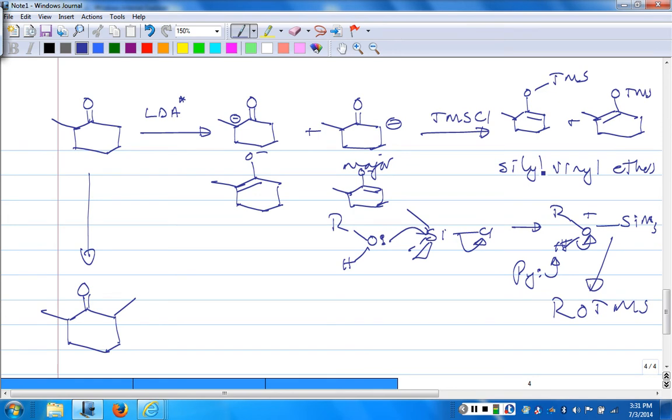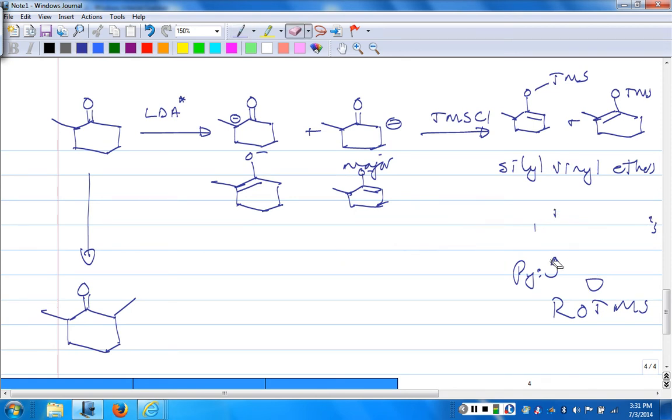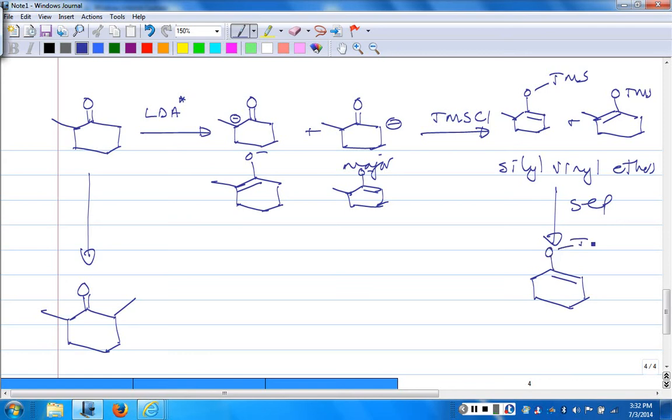It turns out, just by sheer blind luck, that the silyl vinyl ethers chromatograph beautifully. So I can actually take my mixture, I'm going to replace this now, I'm going to take my mixture of the silyl vinyl ethers and do a separation. The separation is typically done by chromatography, but I'm just going to say separate. And I will end up in one container with this species, OTMS, which, by the way, I'm going to redraw as SiMe3. Okay, so I'll end up with this.